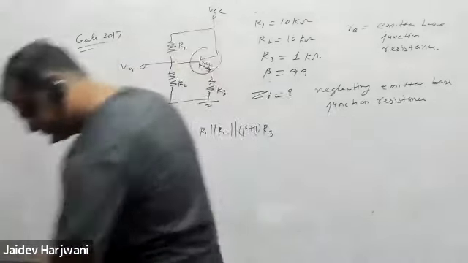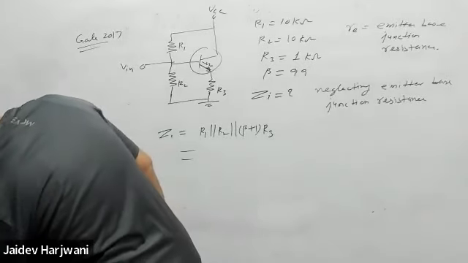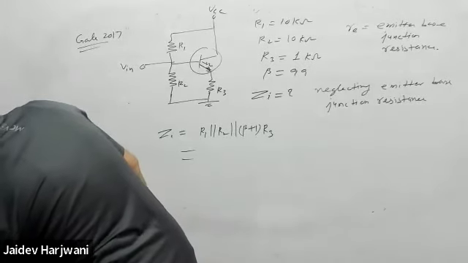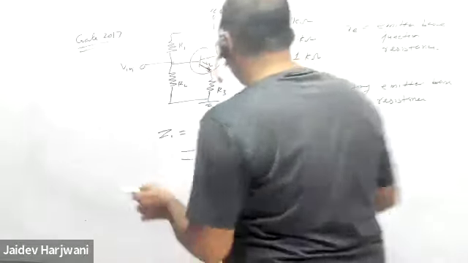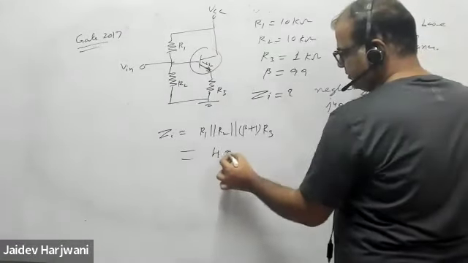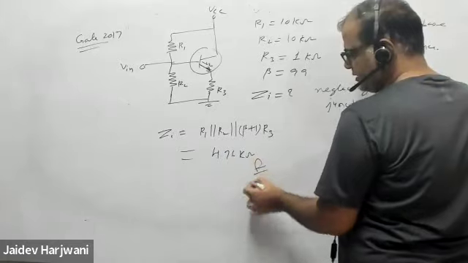How much is coming? Sir, 4.76. Yes. 4.76 kilo. Answer.